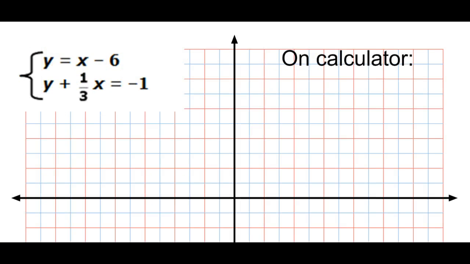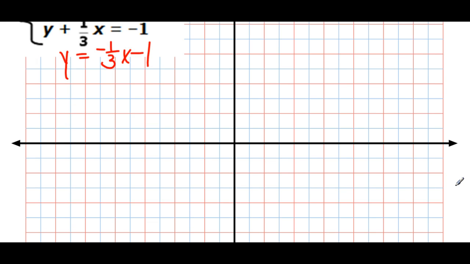When you graph by hand or when you graph with a calculator, you should always make sure that your equation is in slope-intercept form. So this first one is already in slope-intercept form, and the second one can be in slope-intercept form very quickly if you simply subtract the 1/3 x from both sides. So that's going to give me y is equal to negative 1/3 x minus 1.